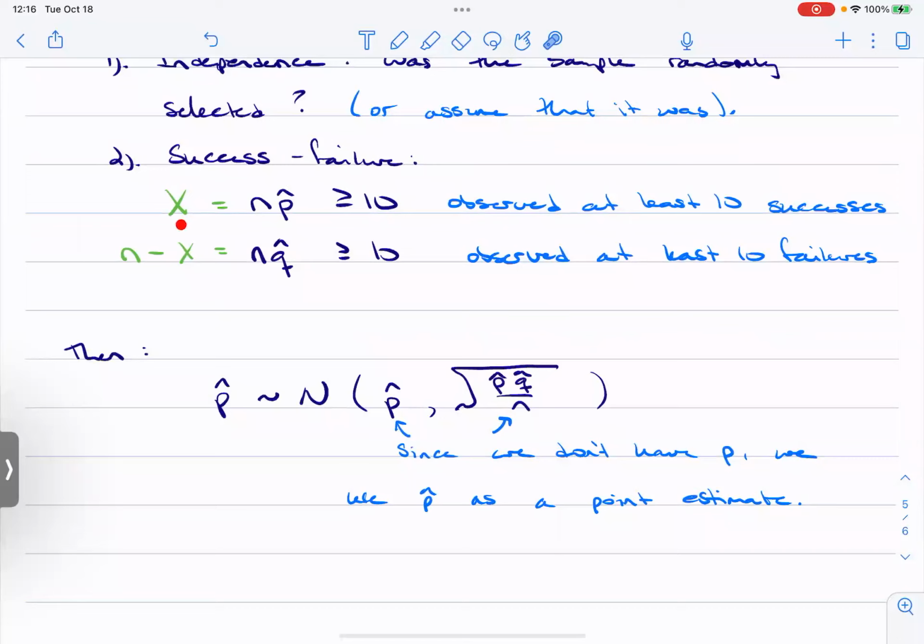Oh, X we're using as the number of successes. But you don't need to use X, it's just if you prefer, because X is the number of successes, but if you take the sample size times p hat, it's also going to be the number of successes. So X in the Obama case means 567. So 567 is the same as 1,000 times 0.567.